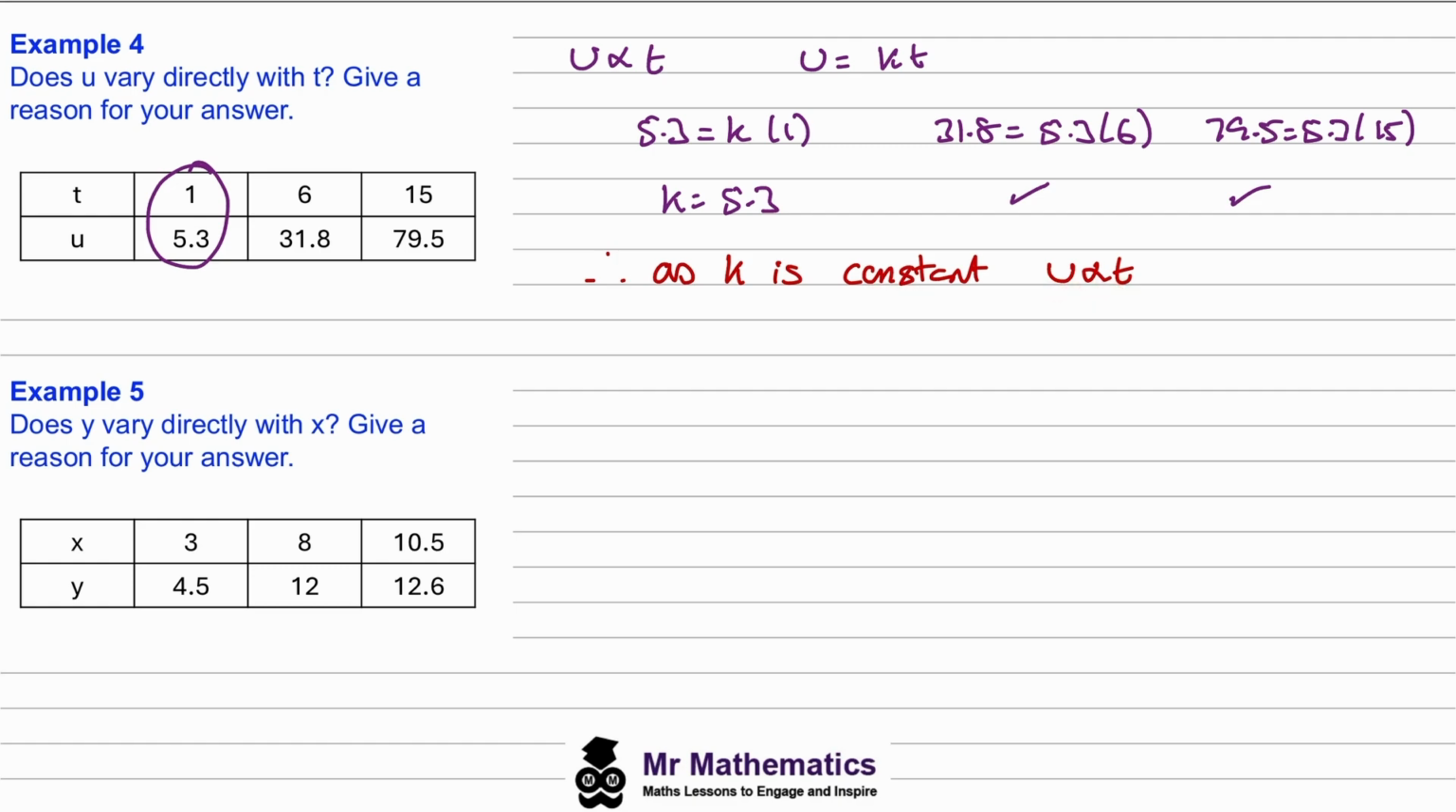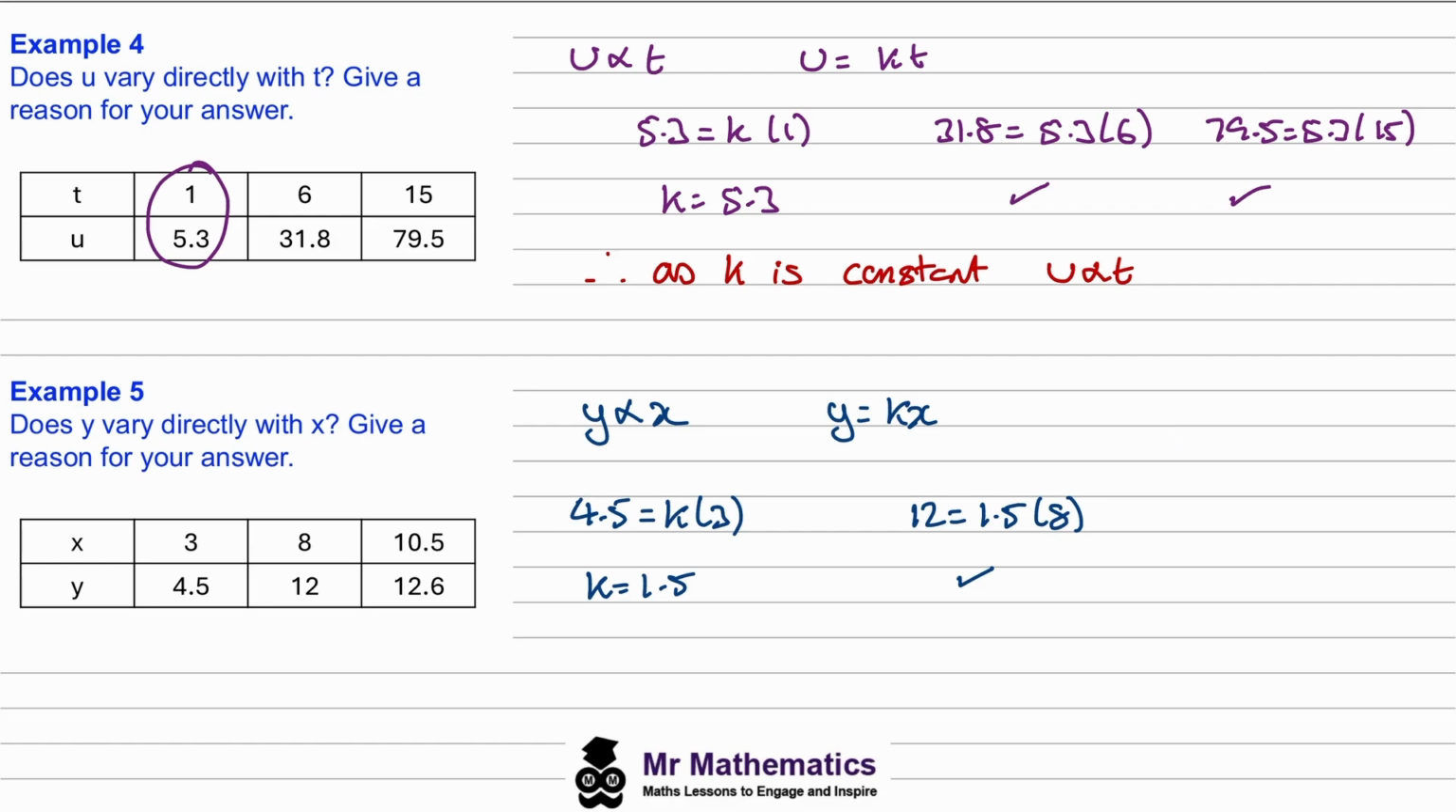Do you want to have a go with question 5? We'll say that Y is directly proportional to X, so therefore Y will equal KX. From our first pair, when Y is 4.5, this will be K multiplied by 3, so K will equal 1.5. From our second pair, when Y is 12, does this equal 1.5 times the 8? And yes, it does.